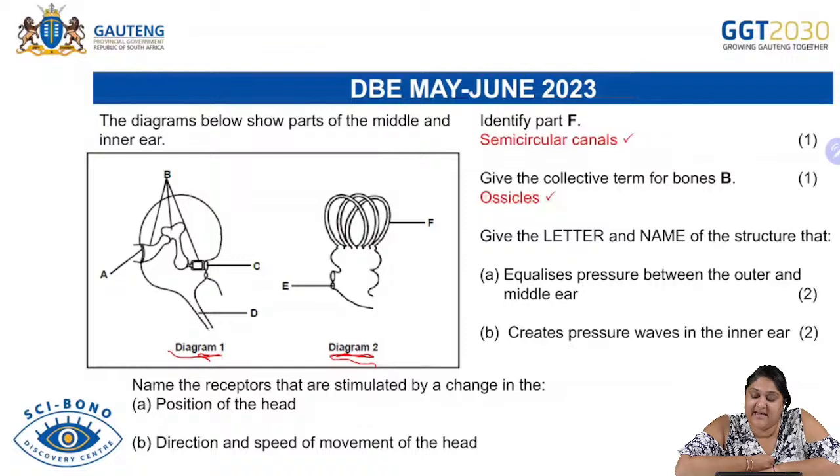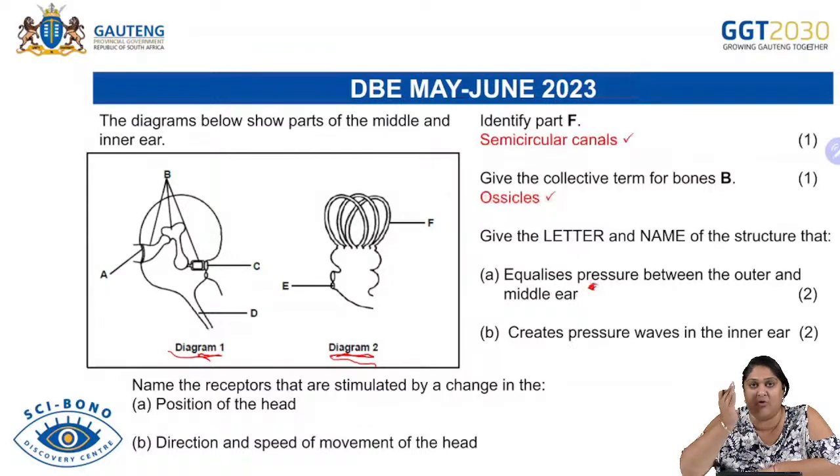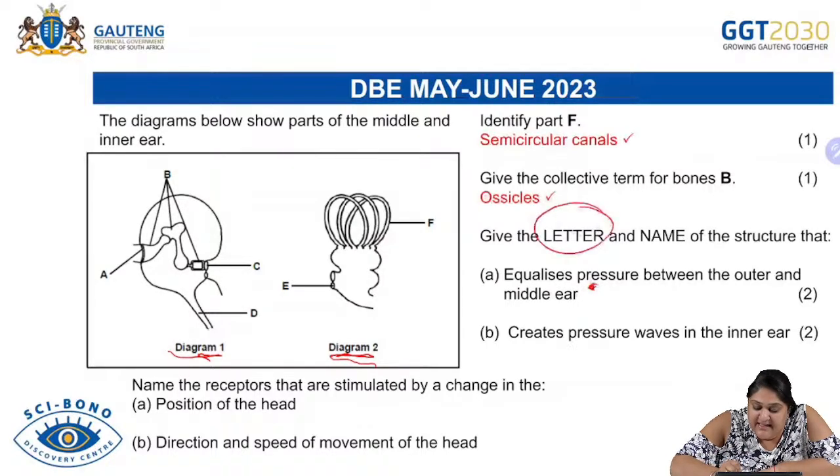Give the letter and name of the structure that equalizes pressure between the outer and middle ear. Now, what learners do is they see this and they get confused. They just write the name because they know the word, but they're asking you for the letter and the name. It's very important that we read the question. So we go to the letter and the name. They're talking about equalizing pressure between the outer and the middle ear. So what is it going to be?